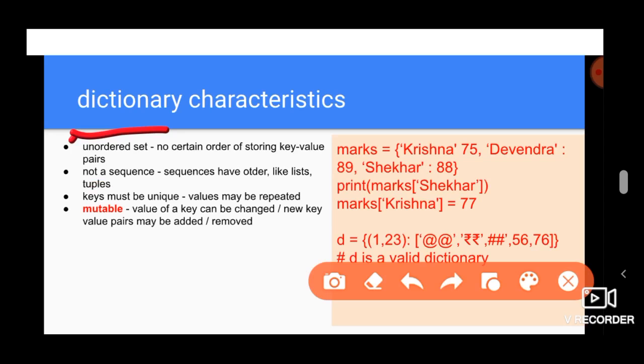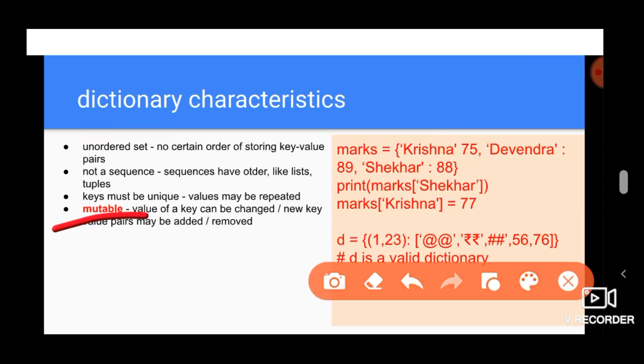Then keys must be unique. See, all the keys of the dictionary must be different from each other, because otherwise we will not be able to refer to the proper value, because it will lead to confusion which key we are referring to. So it is very natural that it is required to use different keys, unique keys in a dictionary. The values may be repeated, no problem. See, Devendra and Sekhar both may have 88 marks equal, but the keys cannot be repeated.